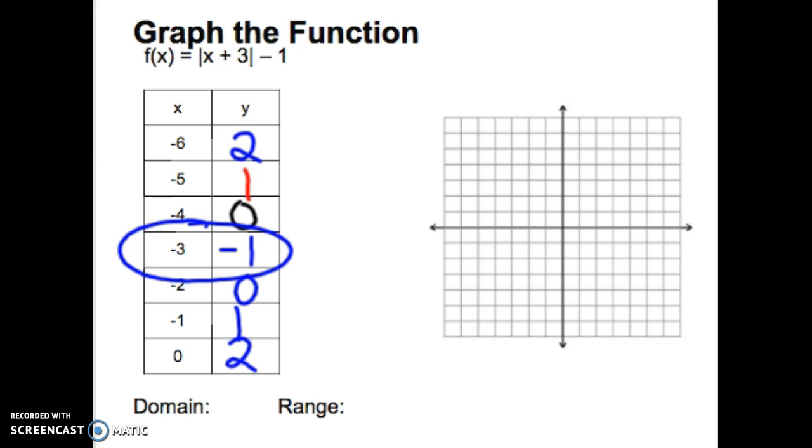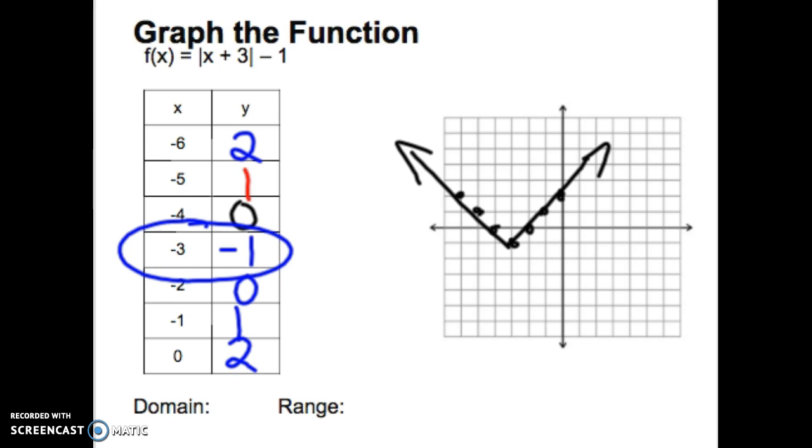So go ahead over to our graph and plot these points. -4, 0, and -2, 0, -5, 1, and -1, 1, and 0, 2, and -6, 2. And we have our V-shaped graph like so.